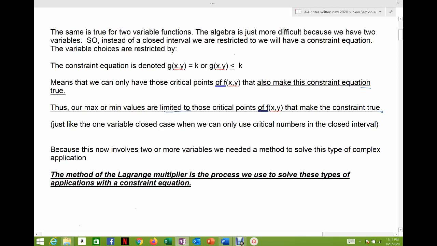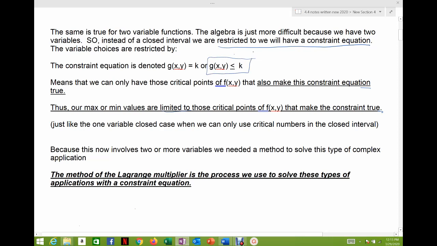Instead of having a closed domain, we are going to be restricted to what's called the constraint equation, which I'm denoting g of x y. So our x y values have to be equal to some k. So k would be our limiting value. The k would represent our budget, our time, whatever it is that's limiting us. So g of x y is equal to k, or more correctly, it would be less than or equal.